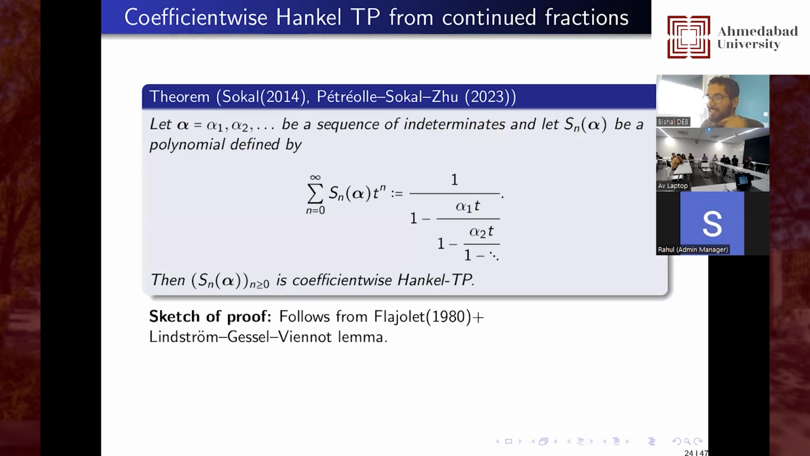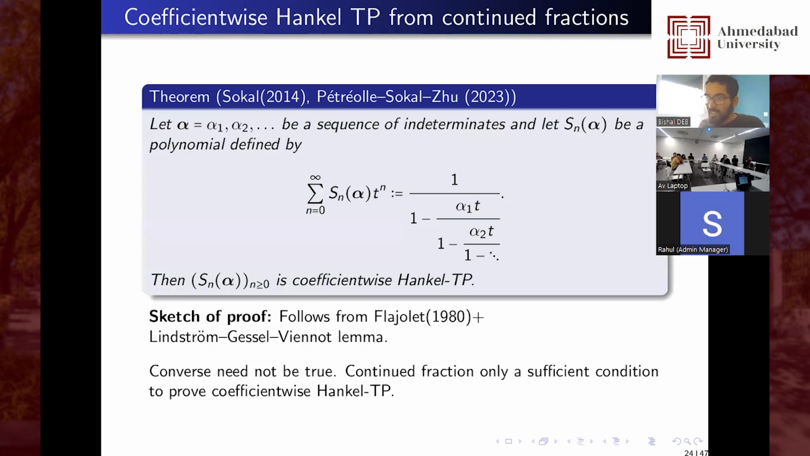Flajolet's lemma was known in the 80s, and the Lindström-Gessel-Viennot lemma was proved in the 1980s. But surprisingly, both these pieces of information were only put together in the last decade. The converse need not be true. This is what makes this story difficult. If you have a sequence of polynomials which is coefficient-wise Hankel totally positive, it may not have a nice continued fraction.